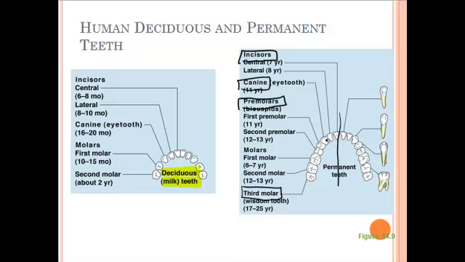And then we have the canines, which are pointed teeth. We just have one canine on each section of our mouth, and the canine is pointed for ripping and tearing. The premolars and molars are then flattened, grooved teeth that are used for crushing and grinding.